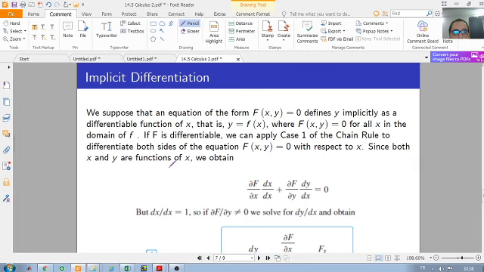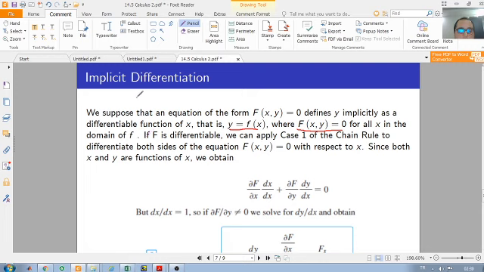So now we see implicit differentiation. We suppose that an equation of the form f of x y is equal to 0 defines y implicitly as a differentiable function of x, that is y is equal to f of x, where it is defined implicitly by the equation f of x y is equal to 0 for all x in the domain of f.